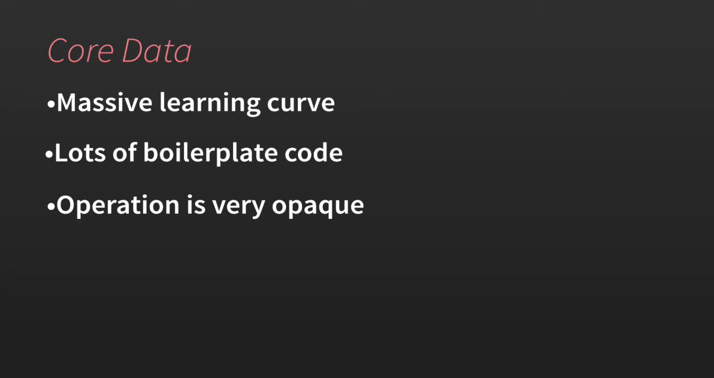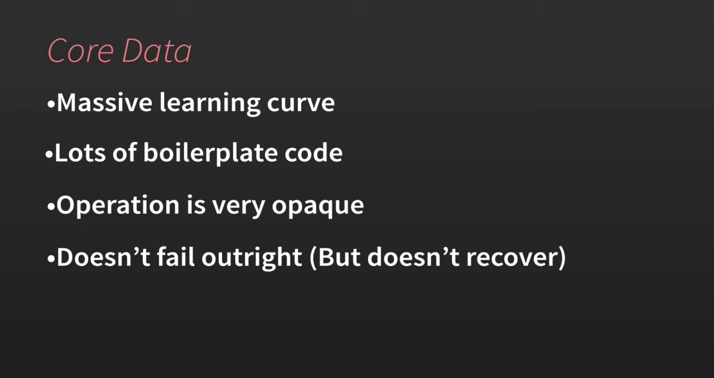And another thing I don't really like about Core Data is its operation is very opaque. If something breaks, what you'll actually get back can be very ambiguous. Sometimes you'll get a cryptic message or no message, which is not a good sign. Or it'll just crash, and you'll have no idea what happened.